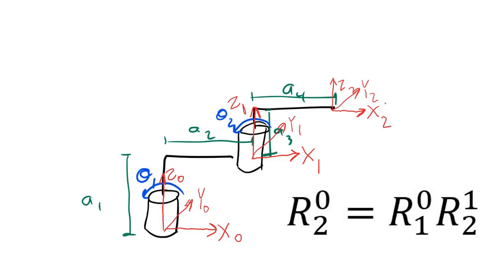Or another way to say this same thing is to say, I want to find the rotation matrix representing the rotation of the end effector frame relative to the base frame. I can do that by first finding the rotation of the one frame relative to the zero frame, or the one frame in the base frame, and then finding the rotation of the end effector frame in the one frame, and just multiply these two together. So let's see if we can find the rotation matrix from 0 to 1.